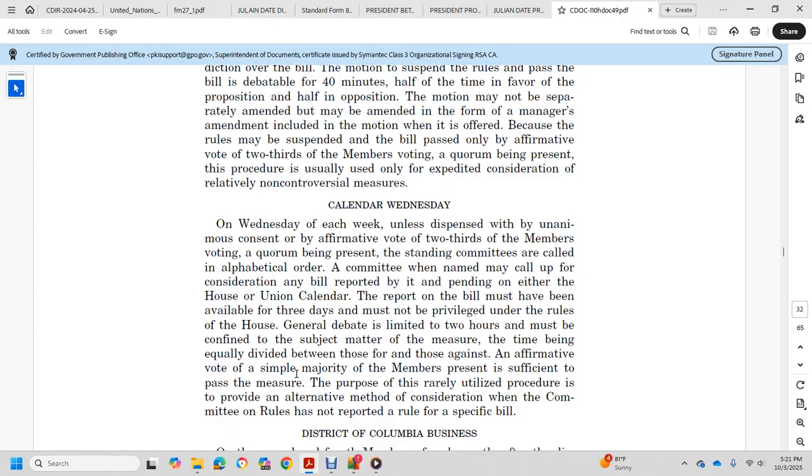General debate is limited to 2 hours, must be confined to the subject matter of the measure, and this time is equally divided between those for and those against. The affirmative vote of a majority of the members present is required for passage of the measure. This procedure is rarely utilized; it provides an alternative method of consideration for bills the Committee on Rules has not reported a rule for.